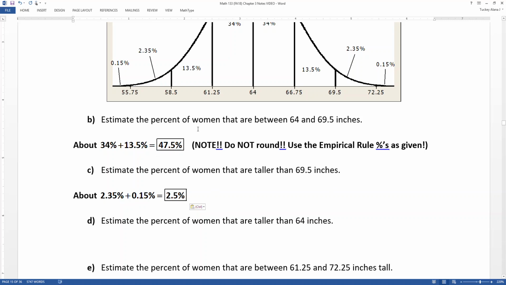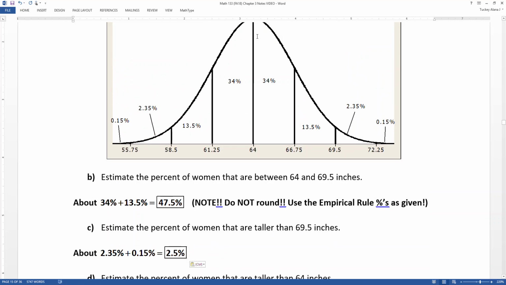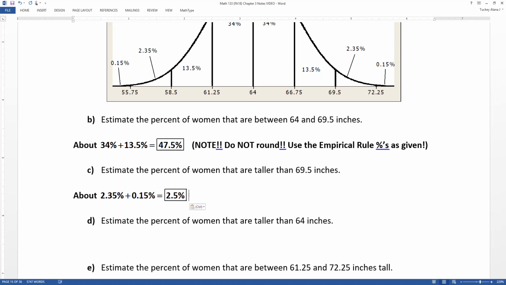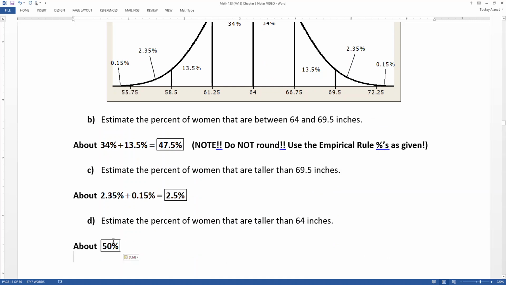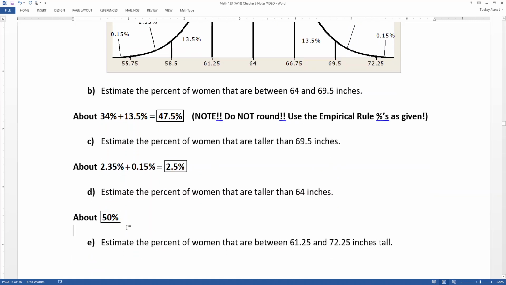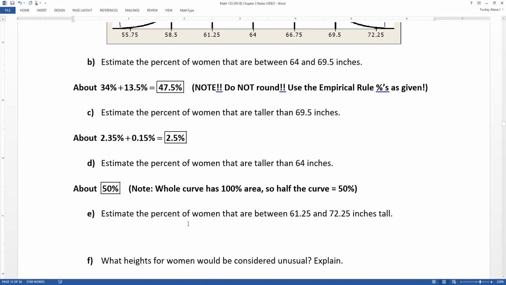Now, the percentage of women that are taller than 64, well, that would be half the curve. Now, let's think about this. The whole curve makes 100%, right? So if 64 is the middle line, then half the women are taller than 64. So there's no real work to show on that one. It's just 50%. I mean, it doesn't get much easier than that. So you might want to make a note that the whole curve is 100%. There. Since the whole curve makes 100%, then half the curve would be 50%.